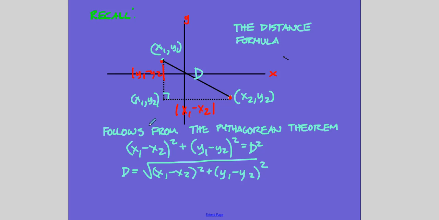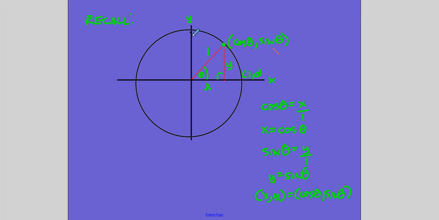So when I square these by the Pythagorean theorem, I get this leg squared plus leg squared is hypotenuse squared. So the quantity x sub 1 minus x sub 2 squared plus the quantity y sub 1 minus y sub 2 squared is d squared. Take the square root of both sides, you get this. This is your distance formula. I'll be using that in just a moment in my derivation of the formula that we're doing of cosine a minus b. Okay, then also recall on the unit circle.